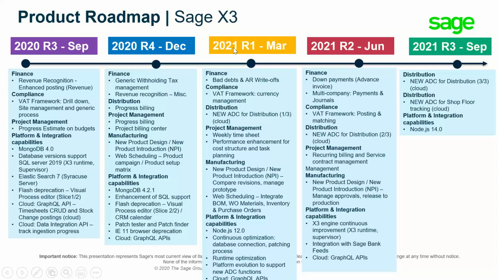Okay. Then 2021 R1 in March, we will have the first slice of bad debts and AR write-offs, and again the VAT framework. In terms of currency management, we will have in the distribution area a new ADC function for distribution, the first slice, but this is only for the cloud version. It's not yet for the on-prem version.